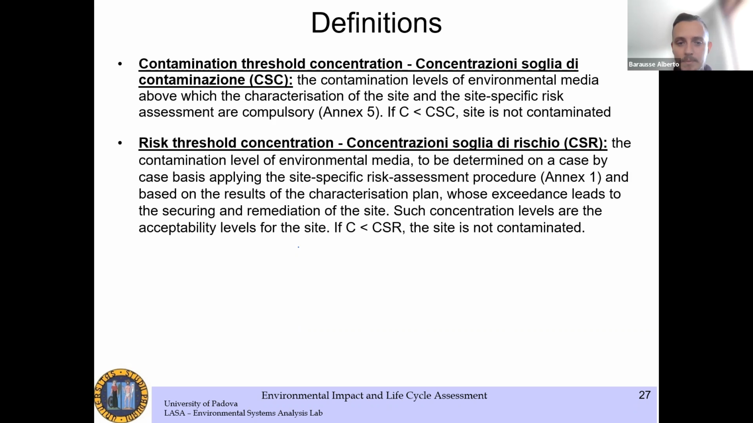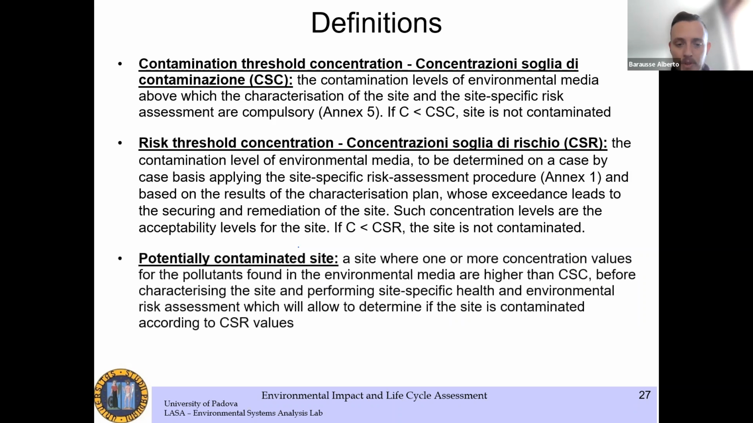So basically, when you are above CSC, you do a risk assessment and you calculate acceptable concentrations, which are different from zero risk concentrations, as I was saying. These acceptable concentrations are CSR, and if your observed concentration C is higher than CSR, the site is contaminated and should be remediated. So a potentially contaminated site, by definition, you can guess it, is a site where you have concentrations of contaminants higher than CSC, but where risk assessment still has to be done to calculate CSR.